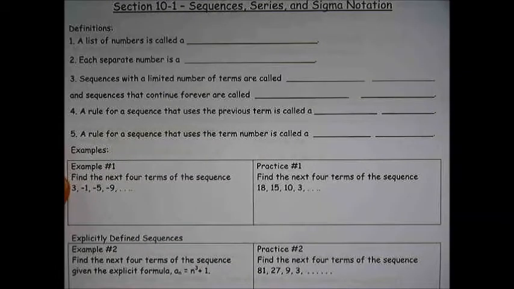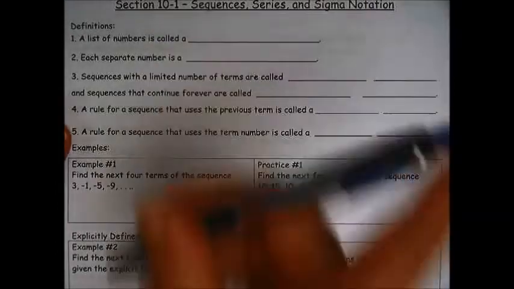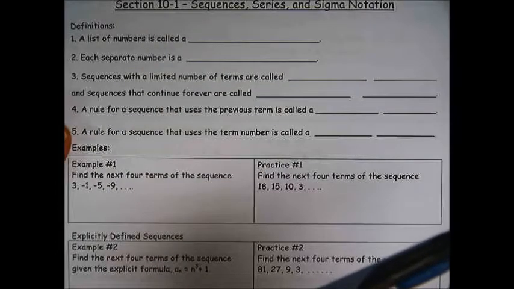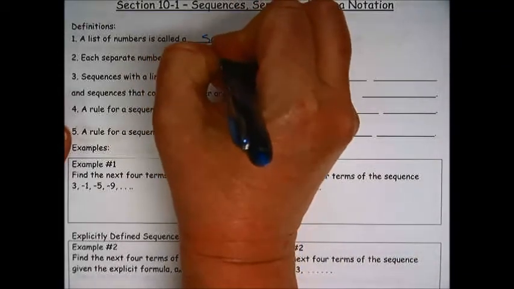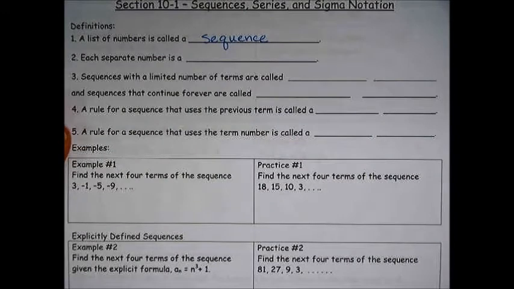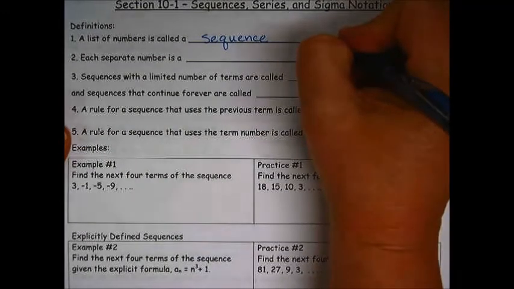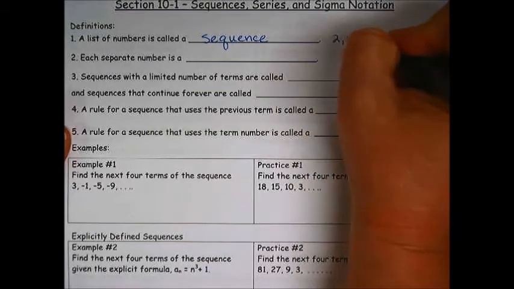This is the video for section 10-1 on series and sequences and sigma notation. So we're going to start with some definitions. If you just have a list of numbers, it's called a sequence. An example of a sequence would be, let's just say, 2, 4, 6, 8.